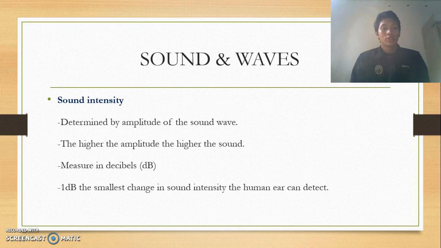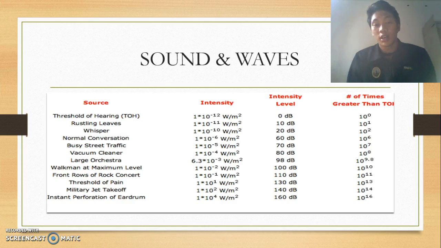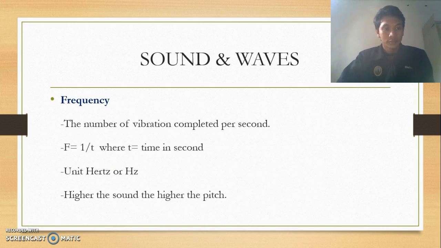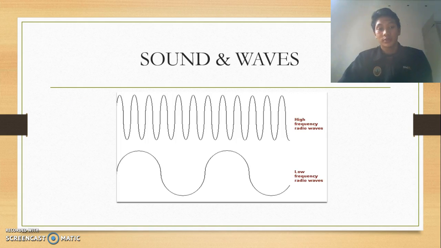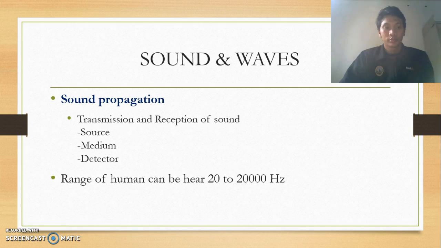Okay, sound intensity, as you can see, is determined by the amplitude of a sound wave. Higher amplitude, louder the sound. Small changes in sound intensity can be detected by humans, measured in decibels. These are a few properties of sound intensity. Frequency is the number of vibrations completed per second. Higher the frequency, higher the pitch. As you can see, sound propagation has three common factors: source, medium, detector. The range of human hearing is 20 to 20,000 hertz.